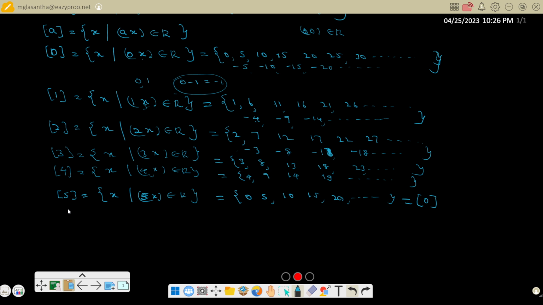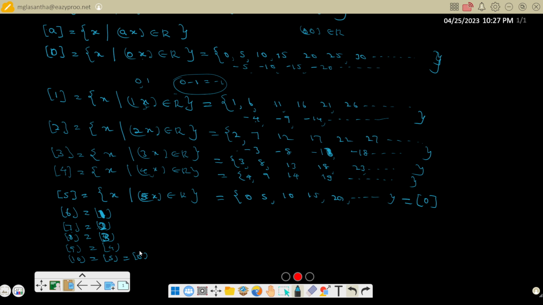Okay, 5 equals 0. Then if you calculate 6, 6 is equal to 1. 5 is equal to 0, 6 is equal to 1, 7 is equal to 2, 8 is equal to 3, 9 is equal to 4, again 10 is equal to 5, and 5 is equal to 0.